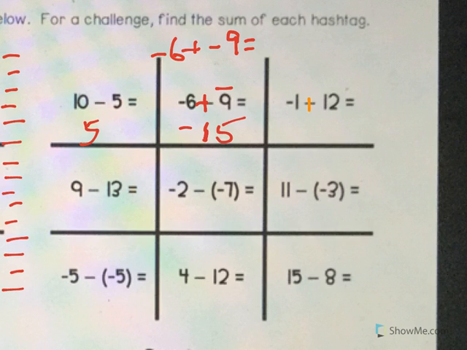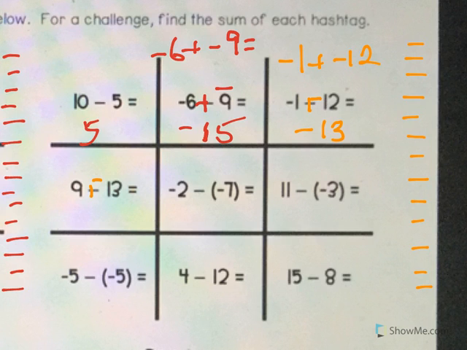Remember what we do here, we change this to a plus and then change the sign. So this becomes negative 1 plus a negative 12. Well, of course I could do that. I'm going to have 12 negatives, 1, 2, 3, 4, 5, 6, 7, 8, 9, 10, 11, 12. And then one more is 13 negatives. So that's going to be negative 13. Okay, remember what I do. I change the minus to plus and then change the sign to negative.